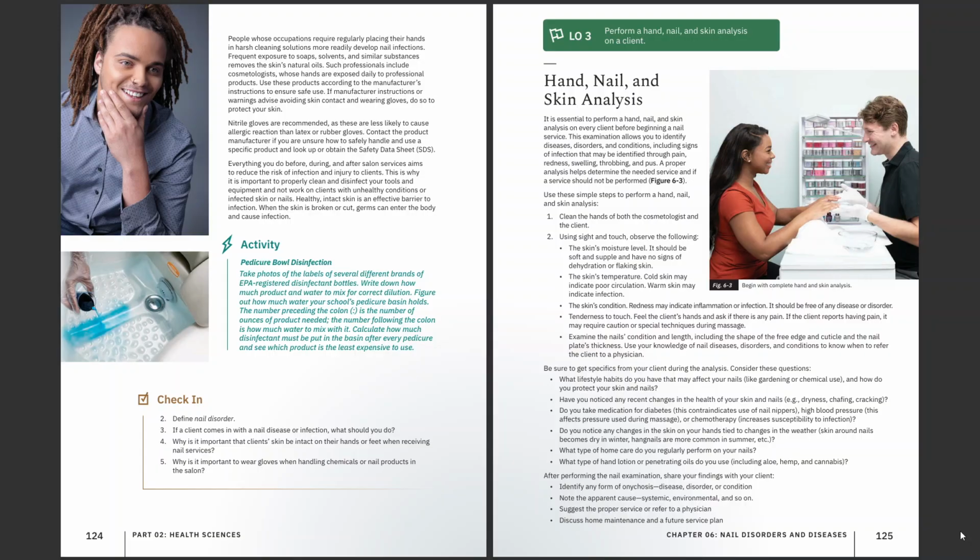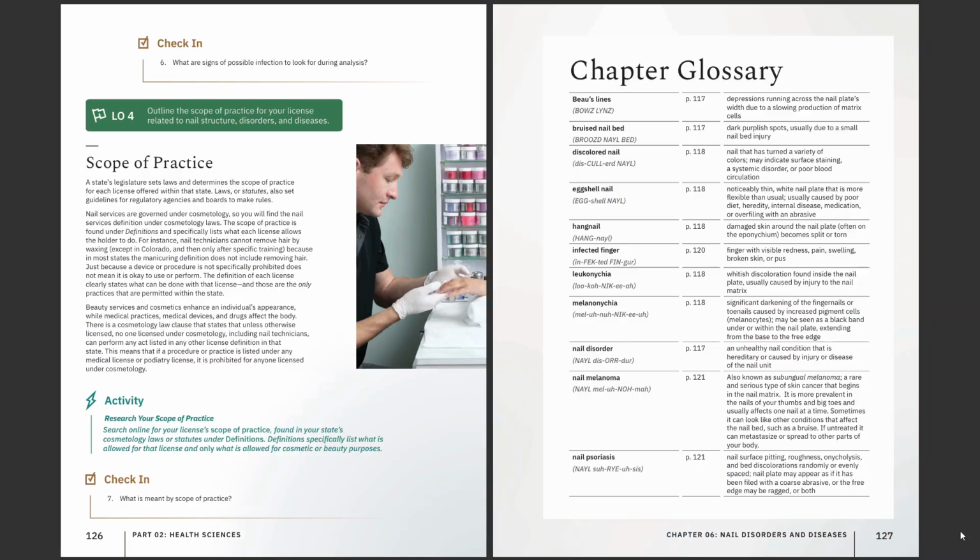After performing the nail examination, share your findings with your client. Identify any form of onychosis, disease, disorder, or condition. Note the apparent cause, systemic, environmental, and so on. Suggest the proper service or refer to a physician. Discuss home maintenance and a future service plan. Check in. What are signs of possible infection to look for during analysis?